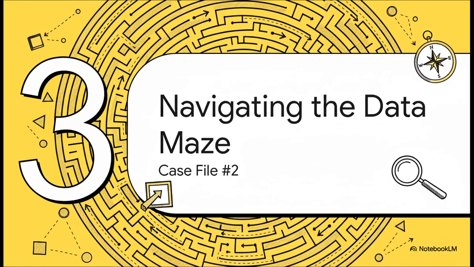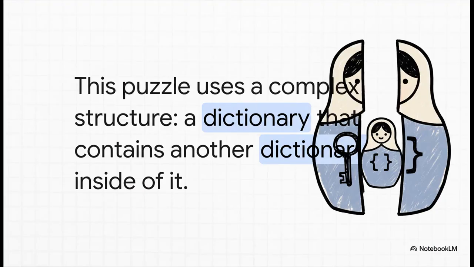All right, now that we've got dictionaries in our toolkit, let's tackle our second case. This one is a bit trickier. The data is kind of organized like a maze, and we're going to need our new tool to find our way through it. So the big twist in this case is that we're dealing with what's called a nested structure. It's not just a simple dictionary. It's a dictionary where the value for a key is, well, another dictionary. I know, it sounds a little complicated, but let's break it down.